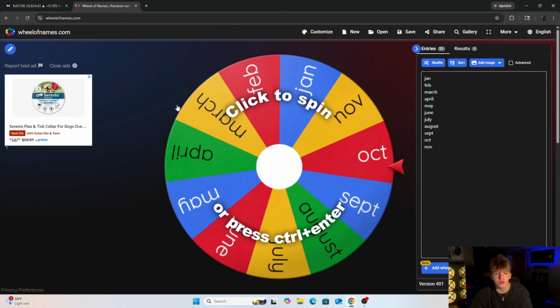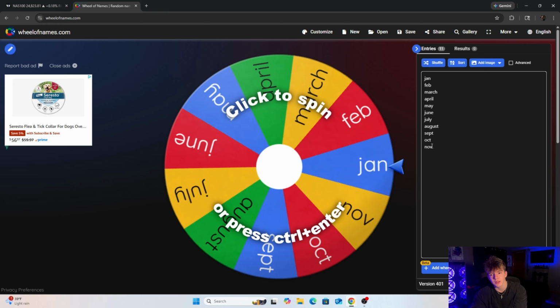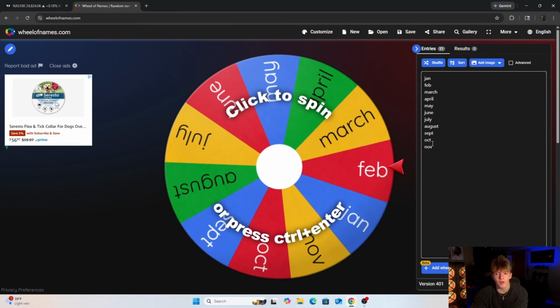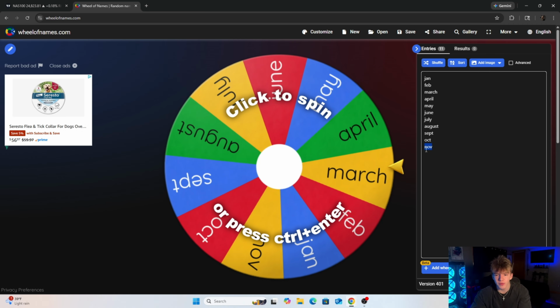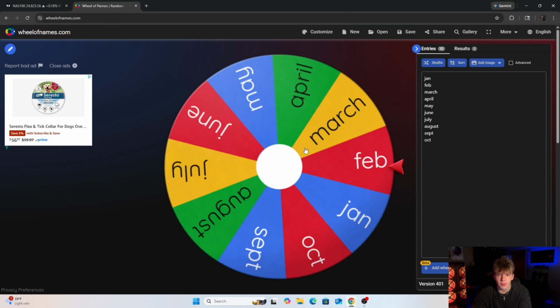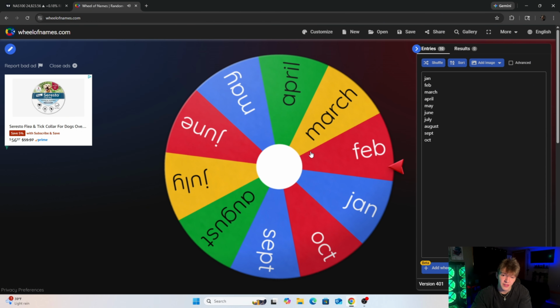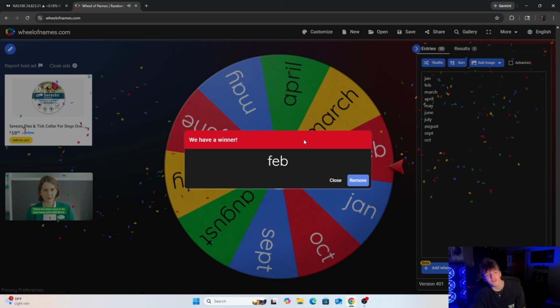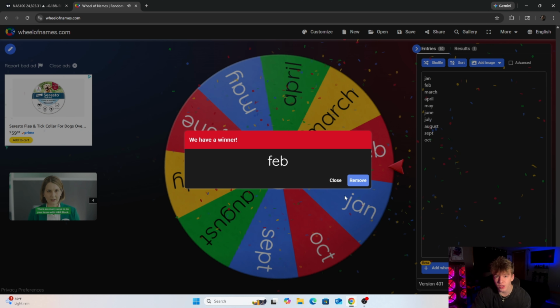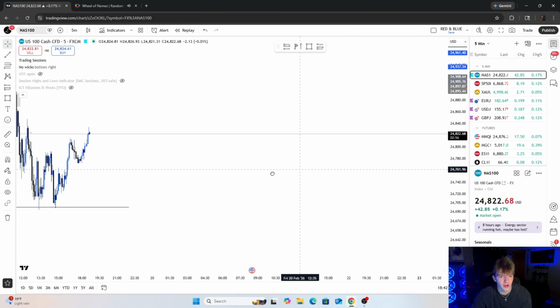So let's look at what we have here. I did this last time, and currently we still have November on here because we picked November last time. So we're going to delete November, and we're going to see what month we get. And February. We got February. All right. So let's do it.